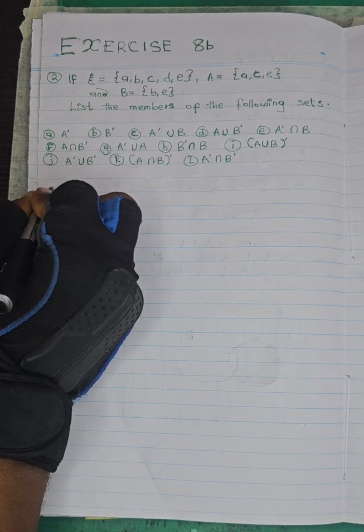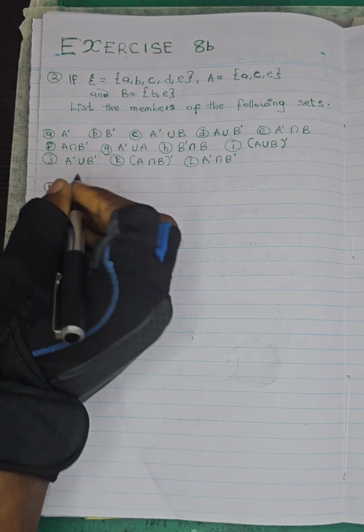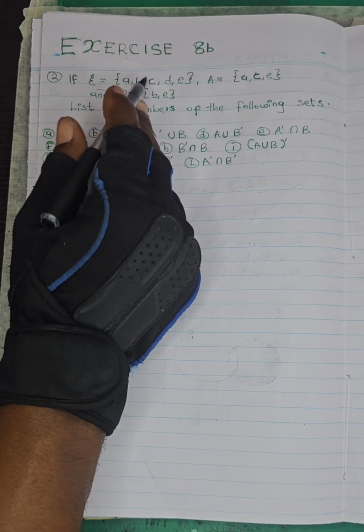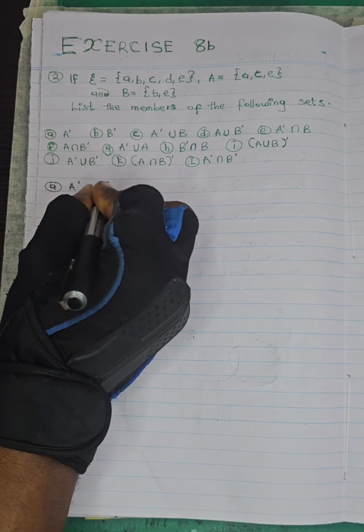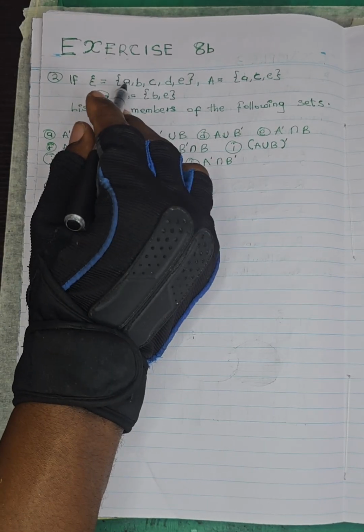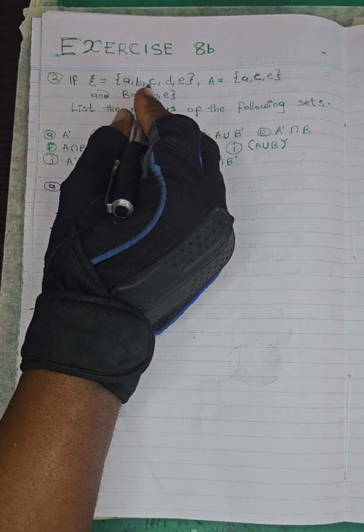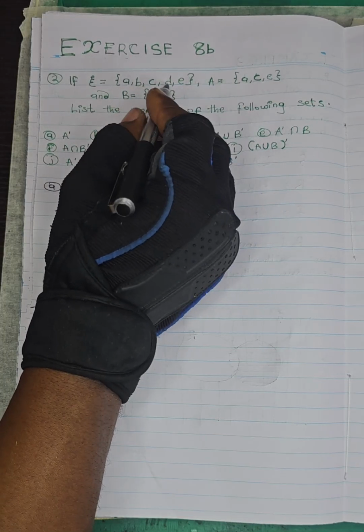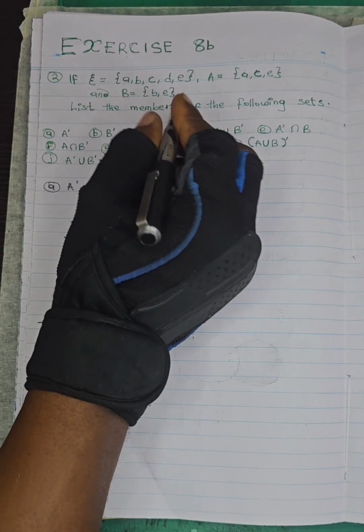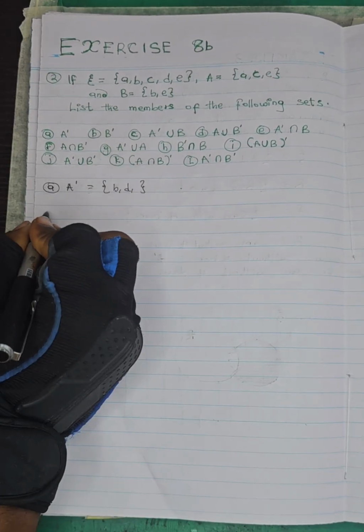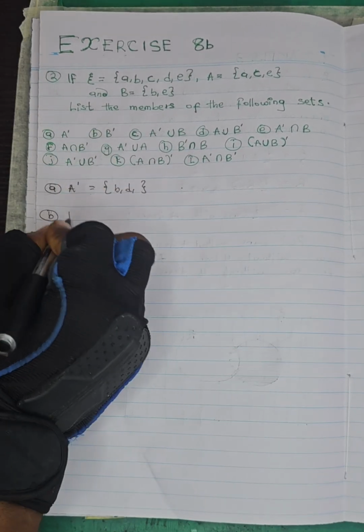A complement. Let's start. A complement is what we have in the universal set that is not in A. So let's go. A is there in A. B is not there, so write out B. C is there. D is not there, so write out D. E is there. So this is our answer. Now the second one, B complement.